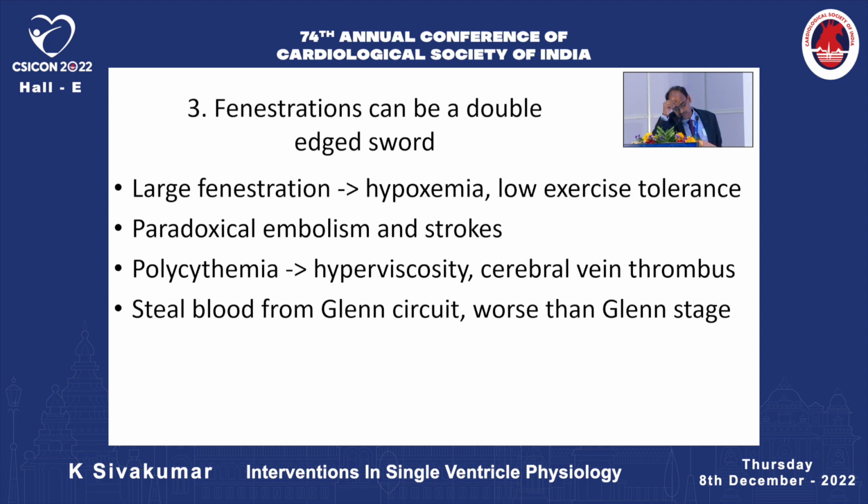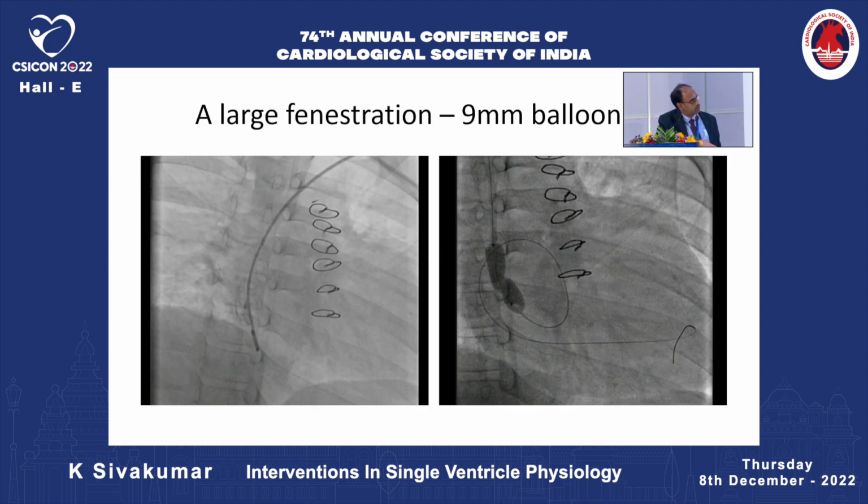Fenestrations are a double-edged sword. Sometimes you put a large fenestration, and these patients get severe hypoxia, low exercise tolerance, paradoxical embolism, strokes, polycythemia. They may steal the blood from the Glenn circuit, so that your saturation is much lower after the Fontan than when it was only with the Glenn. So here, this is a generous fenestration. When you are balloon sizing, you find that it is 9 millimeters.